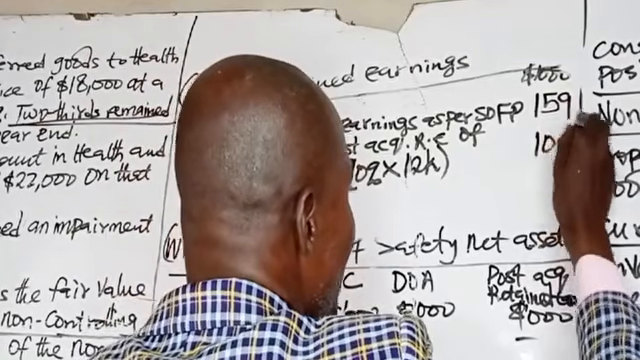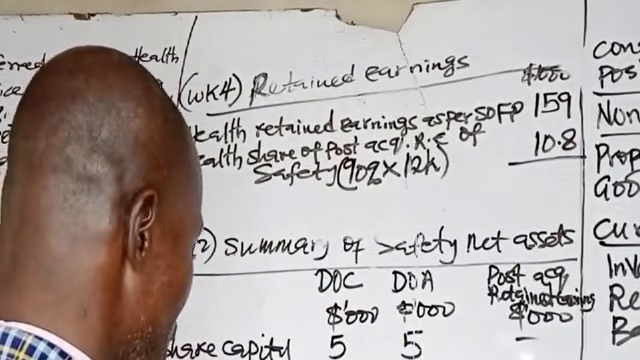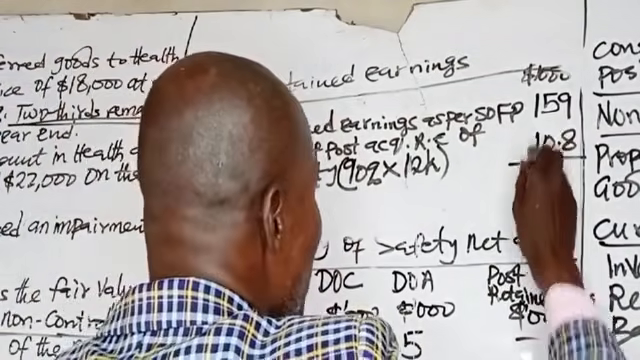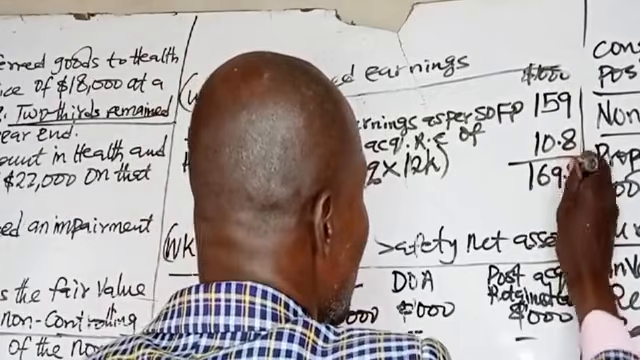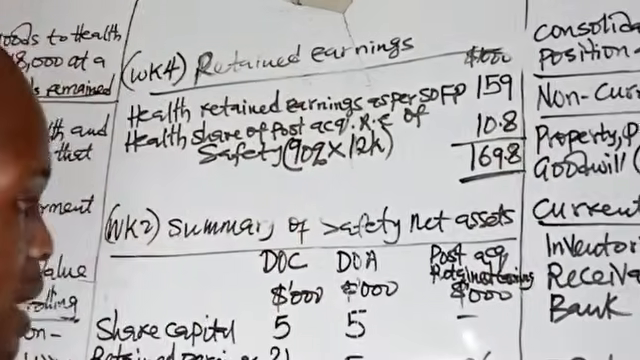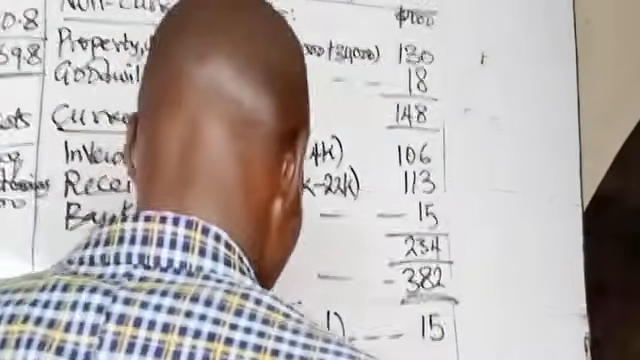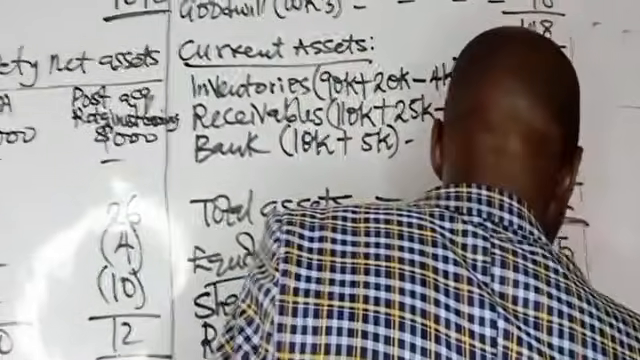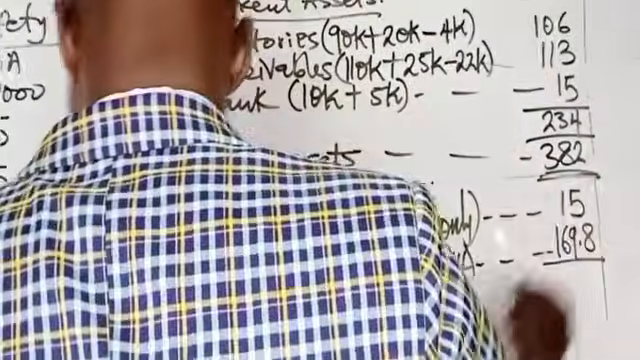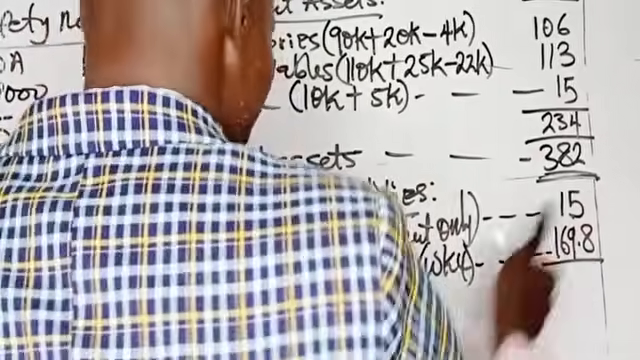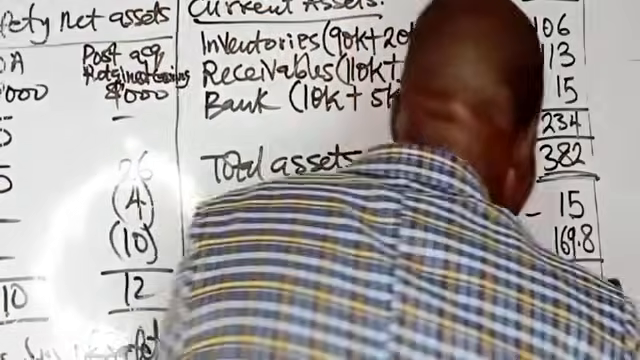That gives us 10,800, 10.8. So if you add the 10.8 to 159, then you have 169.8. So our retained earnings is 169.8. Now, if you add 169.8 to the share capital of 15 plus 15, then we have 184.8.